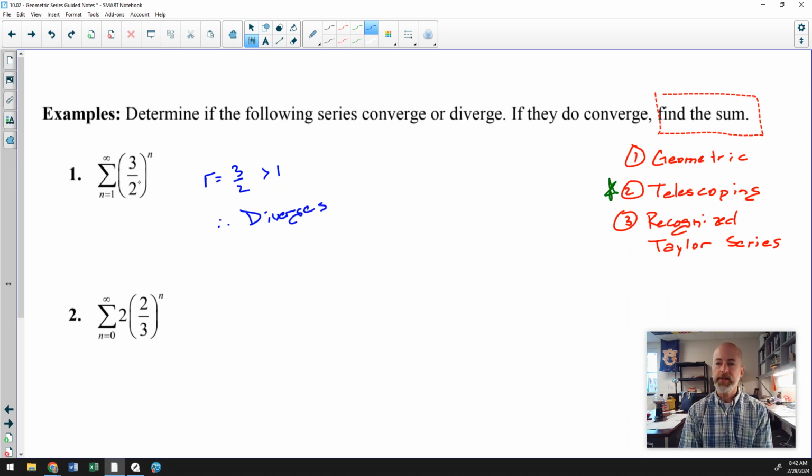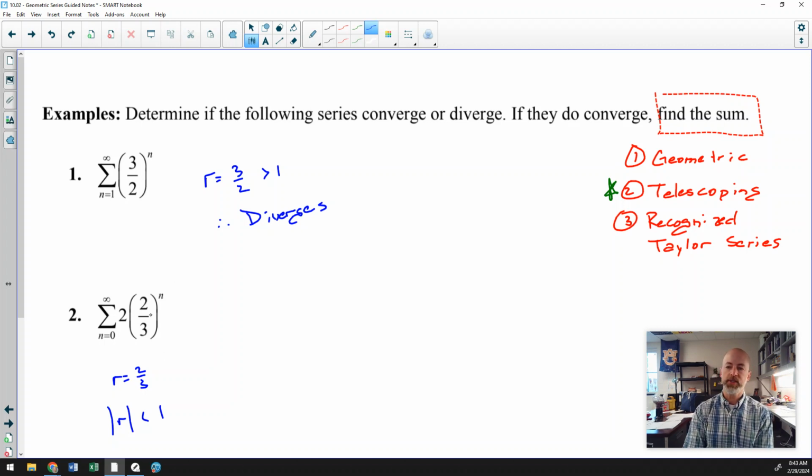And that was pretty easy. Ratio bigger than 1 diverges. Number two, 2 times a constant to the n power. In this one, the ratio is 2/3. That is indeed a ratio whose absolute value is less than 1, which means the sum does exist and we can find the sum.